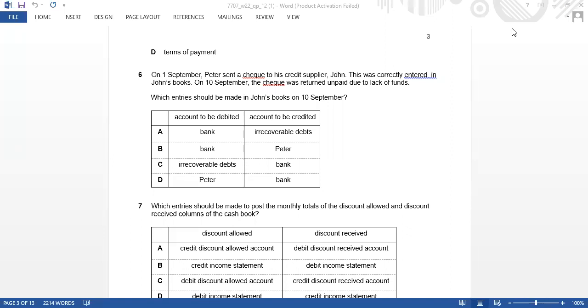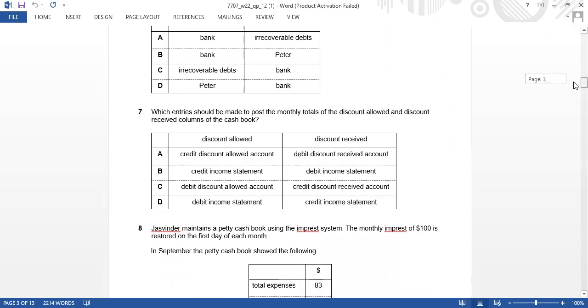As it is written that Peter sent a check. Peter has sent a check and that was correctly entered in John's book. That means John has written bank debit and trade receivable Peter would be credit. So on 10 September, the check was returned unpaid. That means there was a dishonored check. The check didn't clear, so it will reverse the entry. Peter will be debit and bank will be credit as we haven't received any payment.